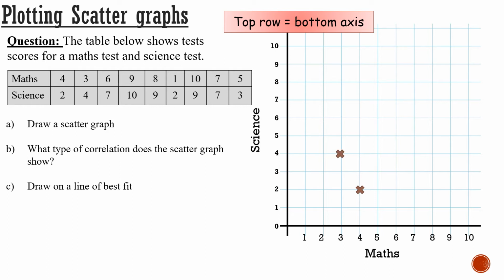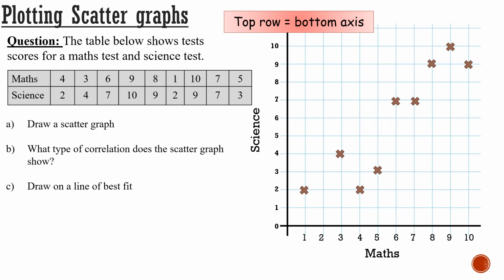The next one is 6, 7, then 9, 10, 8, 9, 1 and then 2, 10 and then 9, 7 and 7, and 5 and 3. So I've now plotted all my points, and I have done the question for part A, draw a scattergraph.